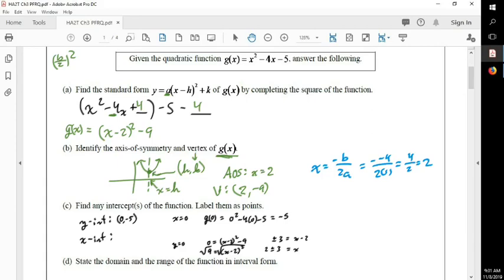What is 2 plus 3? That is 5. So one of our x-intercepts is 5. So we go 5, 0. And then what is 2 minus 3? That would be -1. -1, 0. There you have it. Those are our solutions.